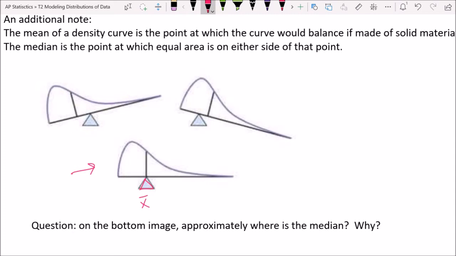The median has to be to the left of the mean. The median is somewhere in here. We don't know exactly, but how do we know that? Well, this is a right skew, and in a right skew, the mean is going to be dragged to the right because it is less resistant, reviewing from a few lessons ago. Okay, so the median had to be on the left there.